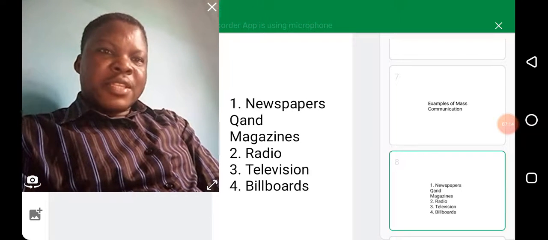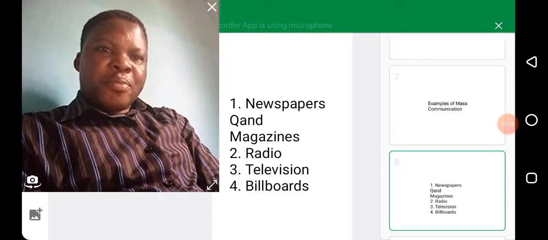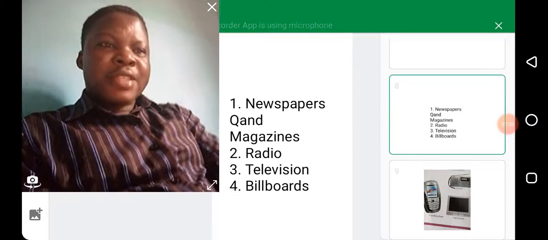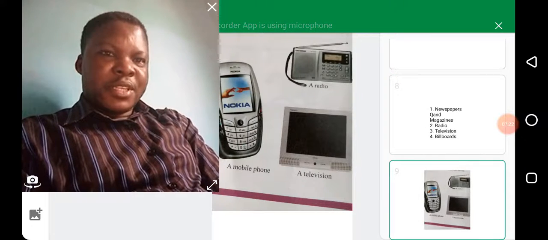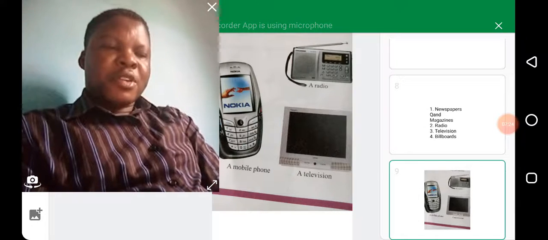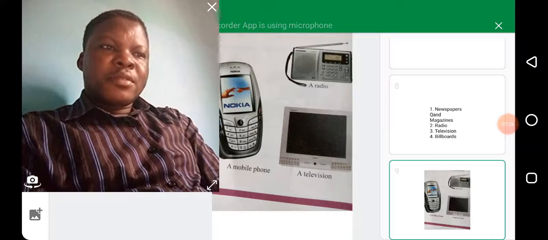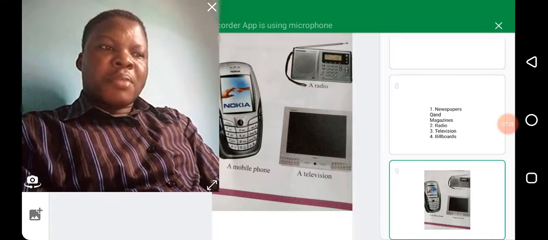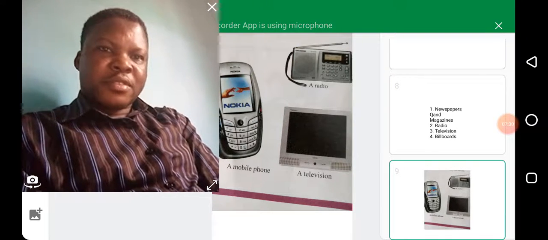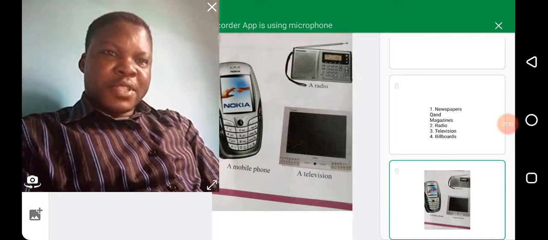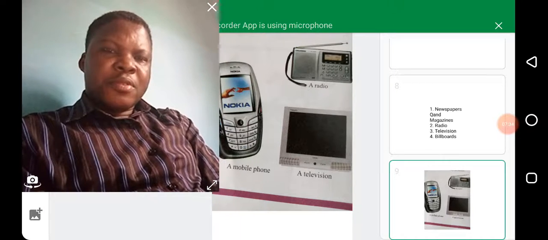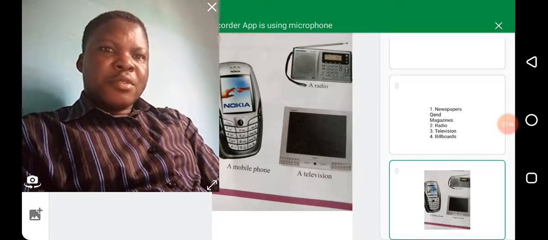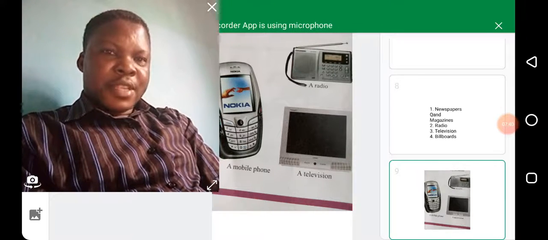So these are examples of mass media. We talked about newspapers and magazines, radio, television, billboards. They are examples of mass media because so many people listen to them and get the information from them at the same time.